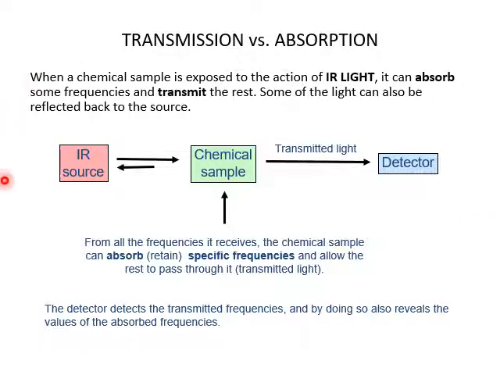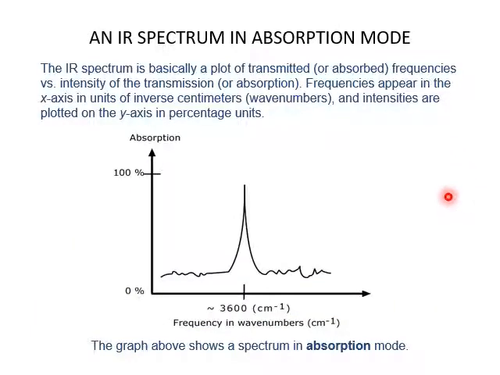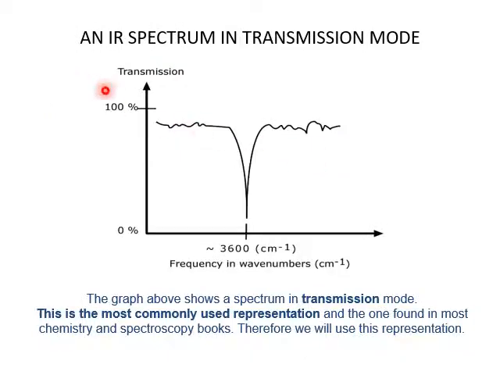In an IR instrument, we have an IR source which emits the IR light, the sample absorbs some of the IR, and we determine the transmitted light by using the detector. Here is an example of an IR spectrum drawn based on absorption, but usually we use transmission for the IR spectrum, transmission versus frequency in wavenumbers.